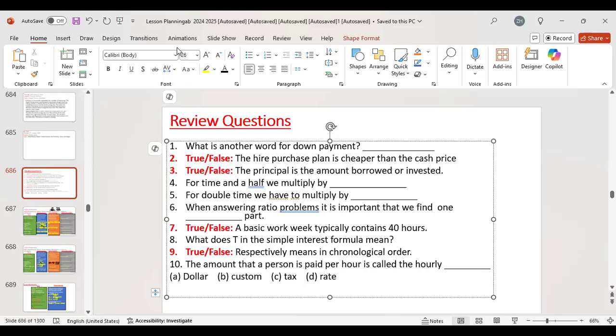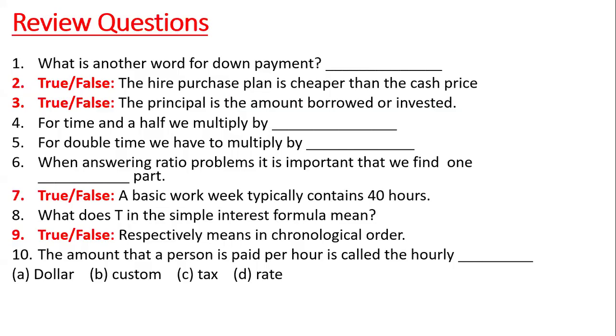All right, there are 10 easy questions here. Once you're finished with these, you can send your work to me. The first question is, what is another word for down payment? The second one is true or false: the hire purchase plan is cheaper than the cash price. The third one, the principal is the amount borrowed or invested.